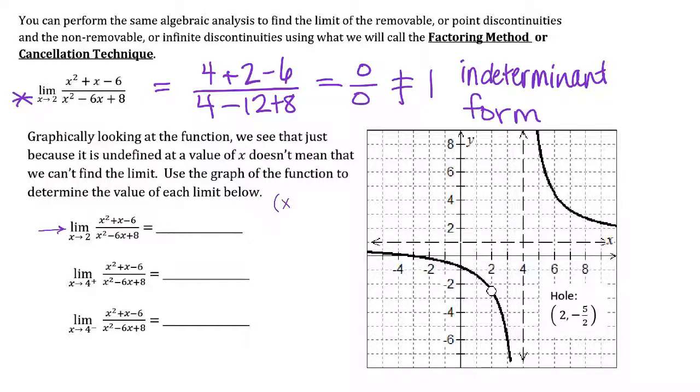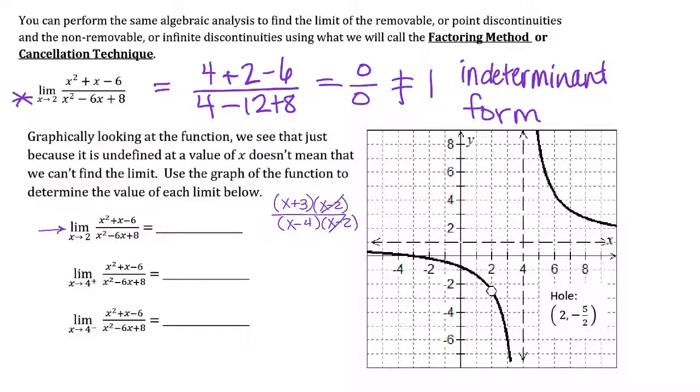And I'm going to get, let's see, it looks like we're going to have x plus 3 times x minus 2 over x minus 4 times x minus 2. And so we see very quickly that those x minus 2 factors should cancel.